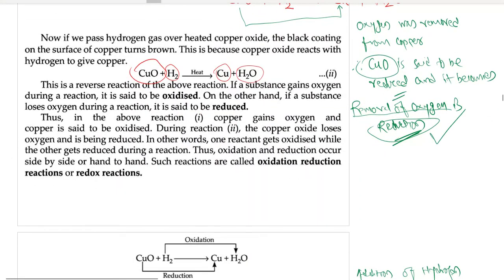See another example. Copper oxide plus hydrogen on heating gives copper plus water. What happens here? Copper oxide was reduced to copper. Who reduces copper oxide? Hydrogen, because hydrogen takes away the oxygen of copper oxide and converts it into copper, and hydrogen itself takes the oxygen for itself and gets converted into H2O, water.